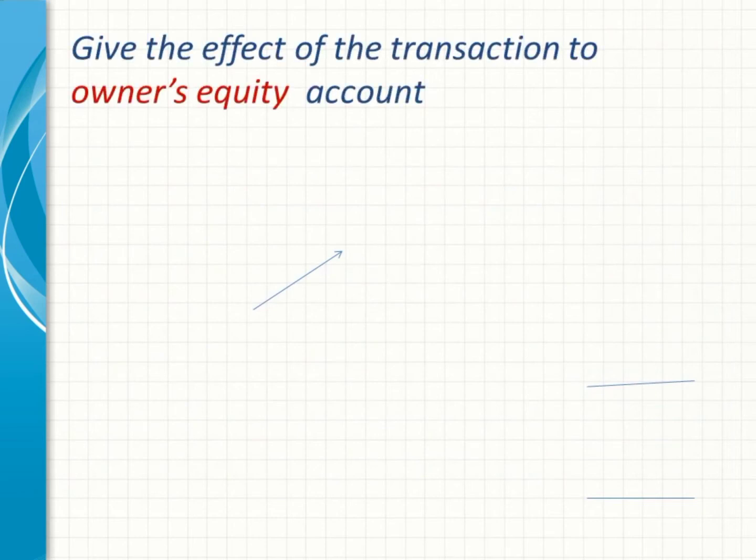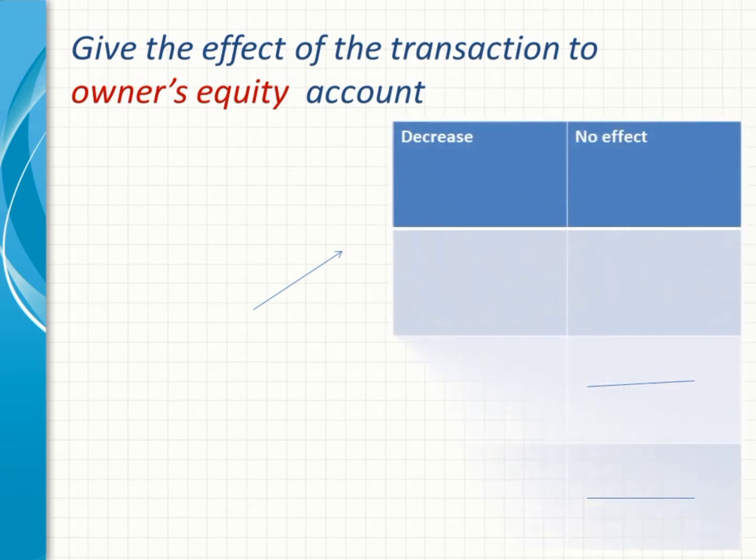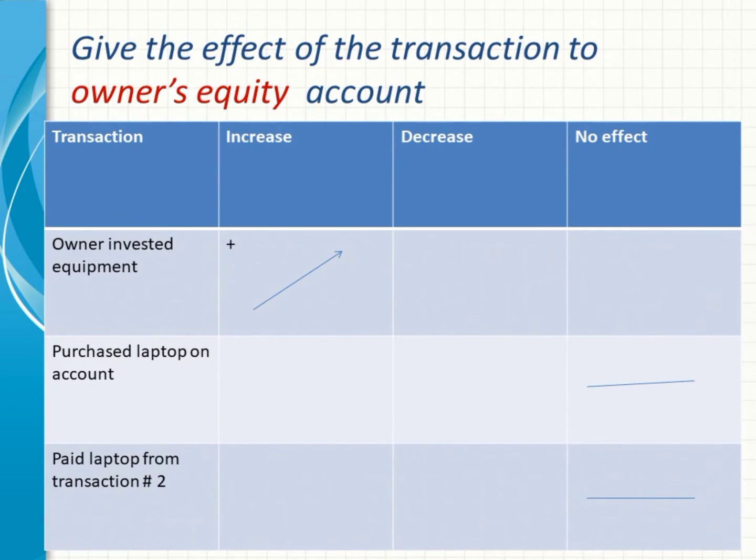Now, let us give the effect of the transaction to owner's equity account. Again, owner's equity account. Same example as given earlier. Owner invested equipment. So what will happen to the owner's equity? Of course, the owner's equity account increases since the owner made an additional investment. Purchase laptop on account. So if we bought a laptop on credit, what will happen? There is no effect to the equity account. Paid laptop from transaction number 2, there is also no effect to the owner's equity account.